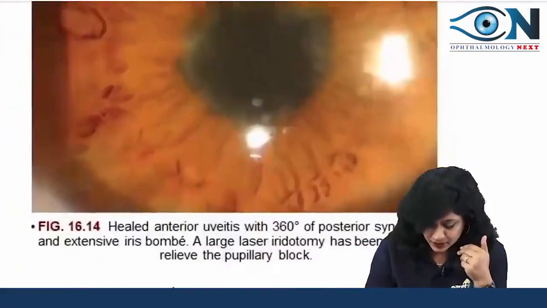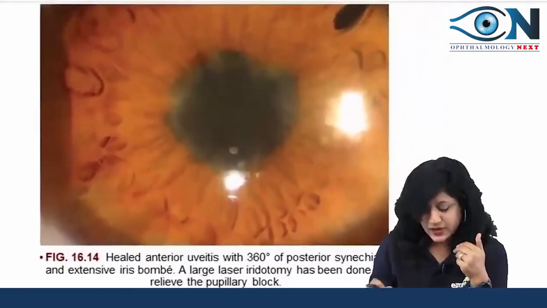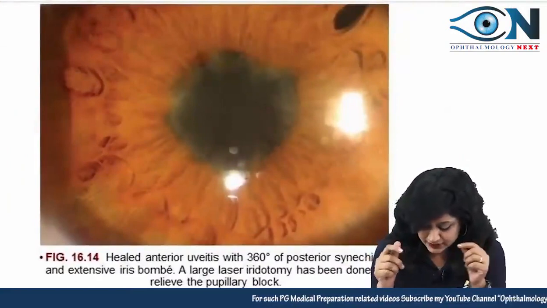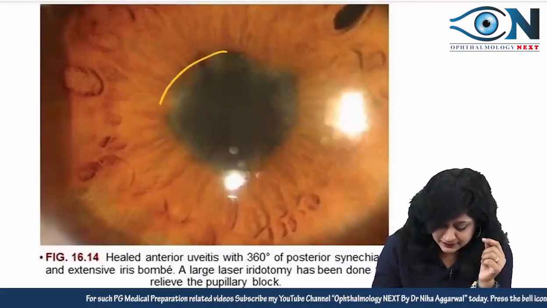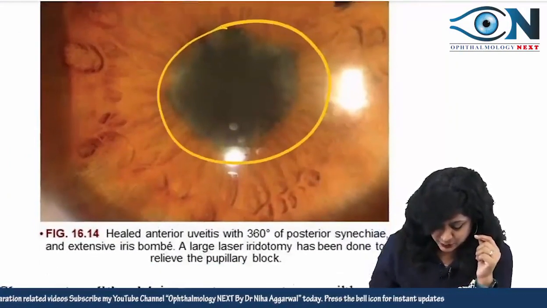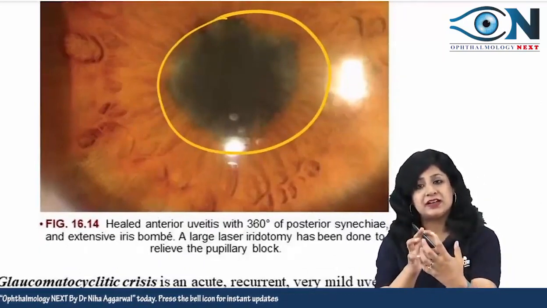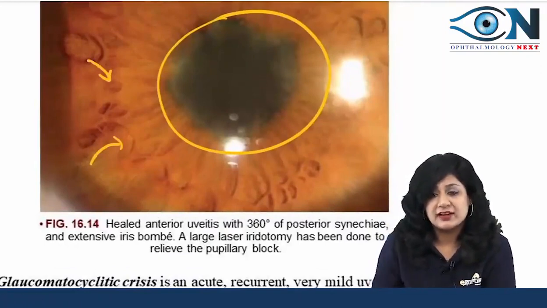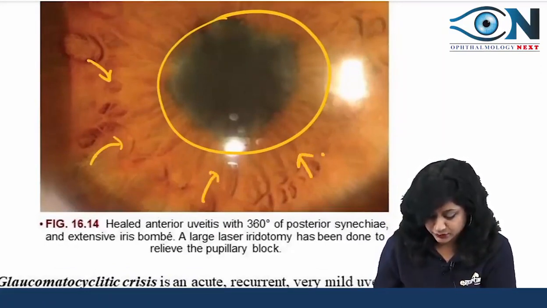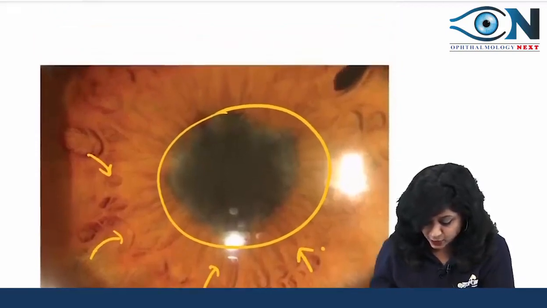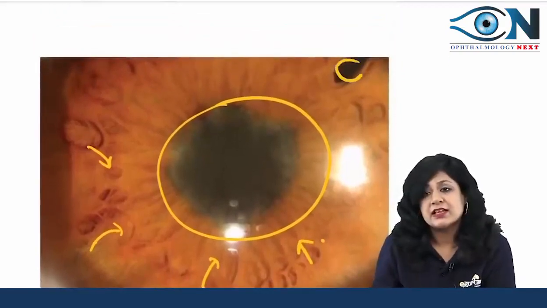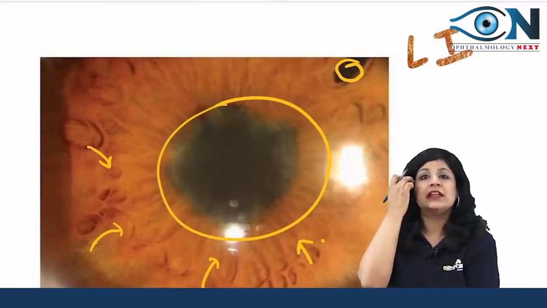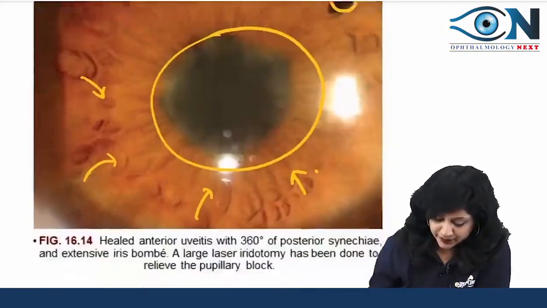Alright. So, this is a healed case of anterior uveitis, and you can definitely see the synechiae here. We have got 360-degree posterior synechiae, and we have got the iris bombé formation. Can you see the convex areas of the iris here? This is actually the ballooning of the iris, and a large laser iridotomy has been done. This is the laser iridotomy in order to relieve this pupillary block. Alright.